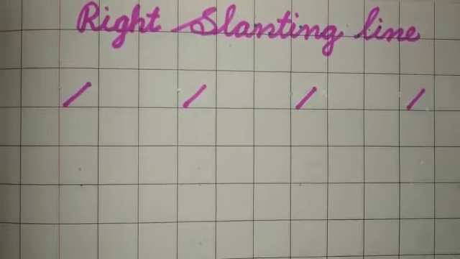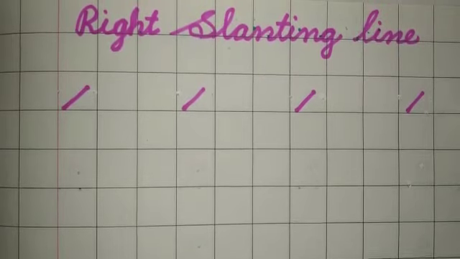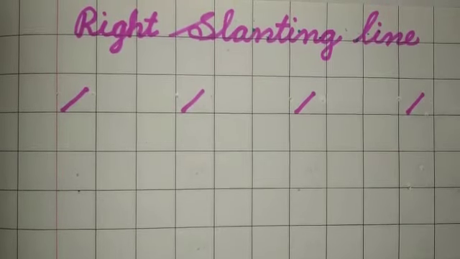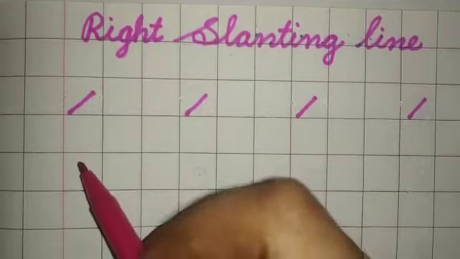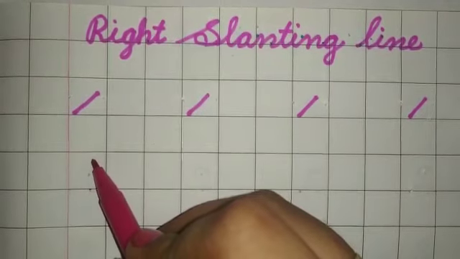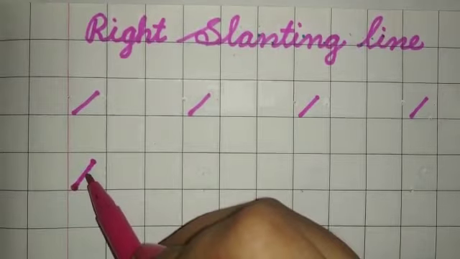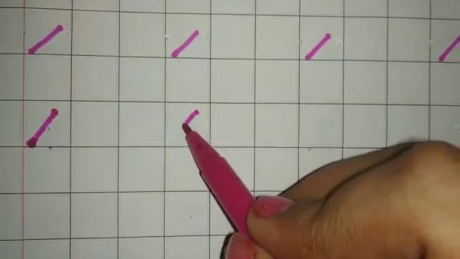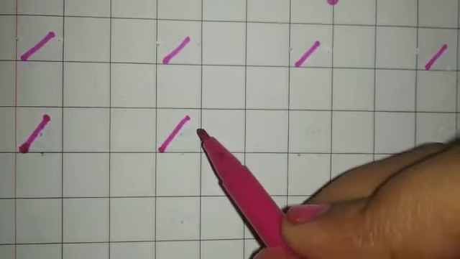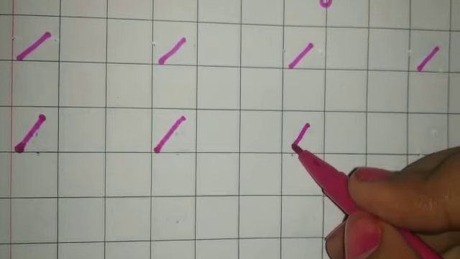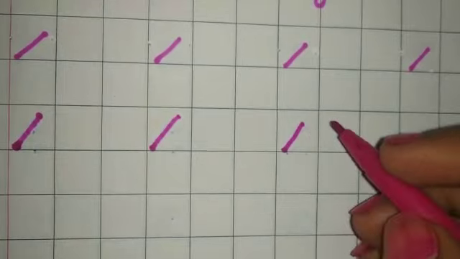Children, now let us write the right slanting line in the check note. Children, from top to bottom, draw a slanting line. This is right slanting line.